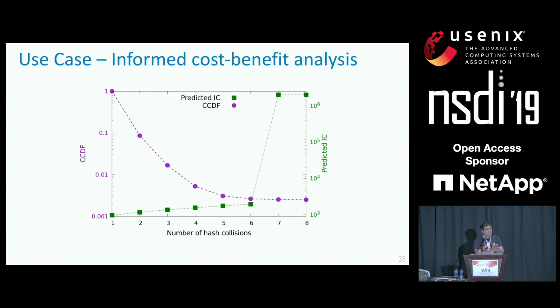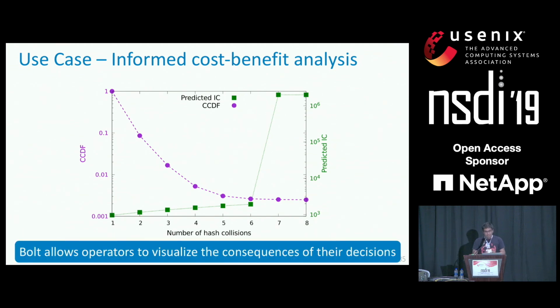Now, if the operator wants the rebalancing to be more or less infrequent, they can move the threshold to the left or the right, and the contract will reflect the changes. So the takeaway from this is that Bolt gives the operator better tools to reason about the performance trade-off here and allows them to visualize the consequences of their decisions.